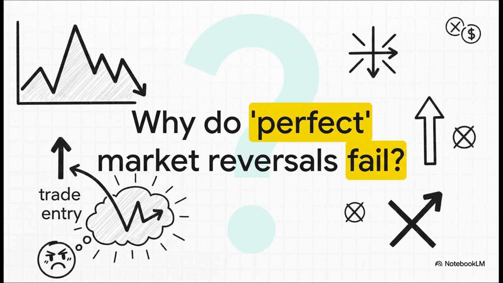The market breaks a key level, you enter the trade feeling pretty good about it, and then, bam, the price just whipsaws back in the other direction. And you're left just staring at your screen thinking, what? What just happened? It's so common, and honestly, it's one of the most frustrating things in trading.